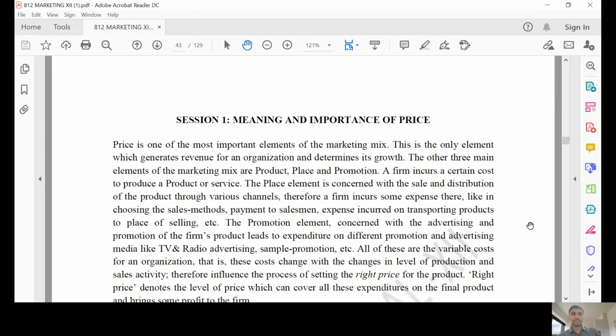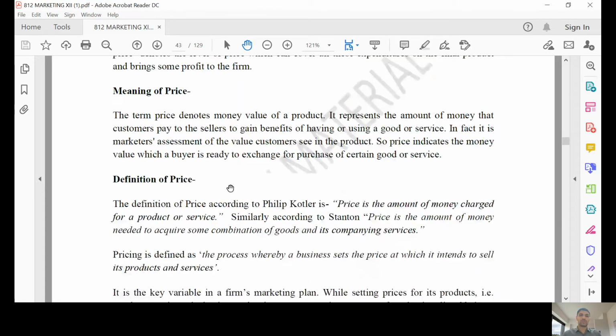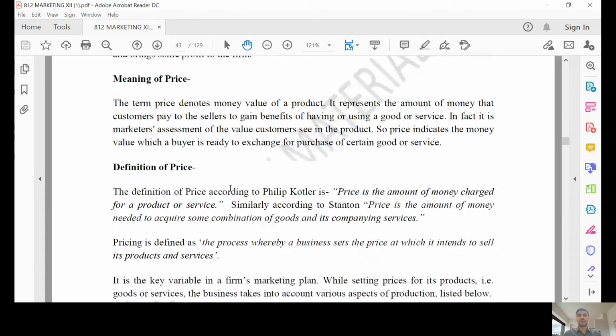So price is one of the most important elements of the marketing mix, because price is the one element in the 4Ps which brings revenue to the organization. So what actually is meant by price? Price is the money value of the product. It represents the amount of money that customers pay to the sellers to gain the benefits of having or using goods or services. Suppose if you are buying an Xbox, we have to pay the price.